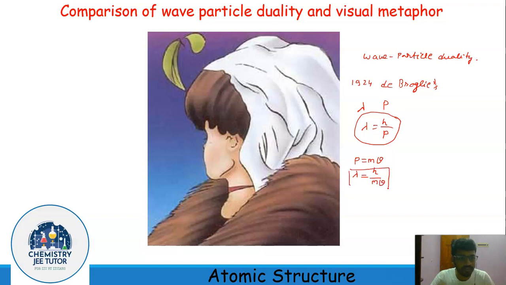So this is the De Broglie wavelength of matter. According to De Broglie, any matter can show wave as well as particle characteristics.